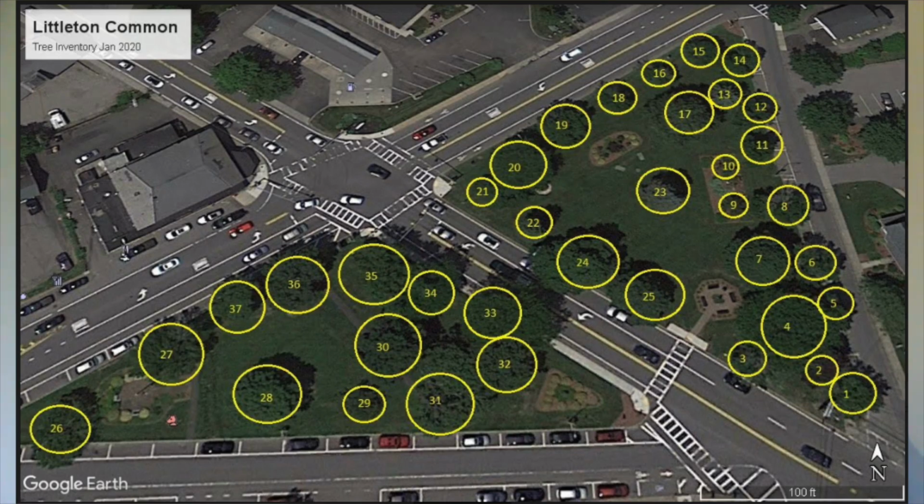Littleton Common consists of 2 triangular pieces of land in the center of town at the traffic lights adjacent to the intersections of routes 119 and 110. According to a 2020 tree inventory, there are 37 trees on the commons of various species.